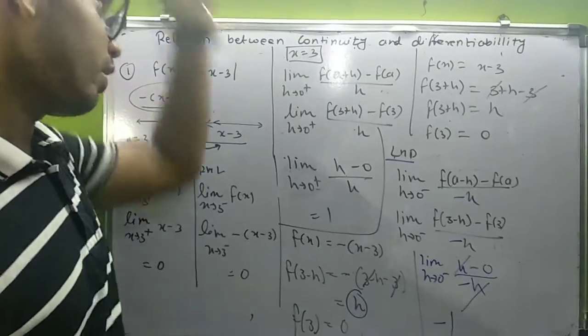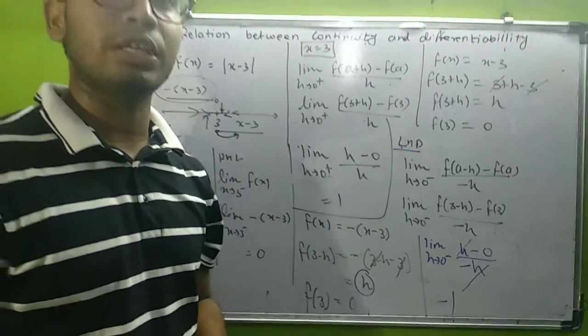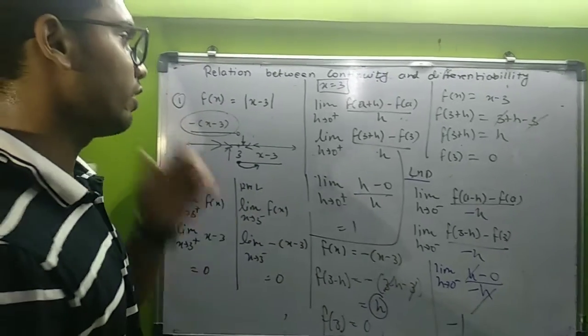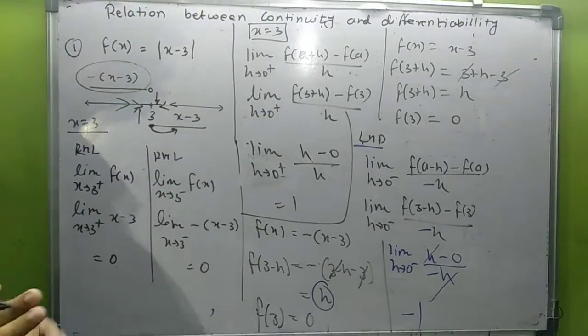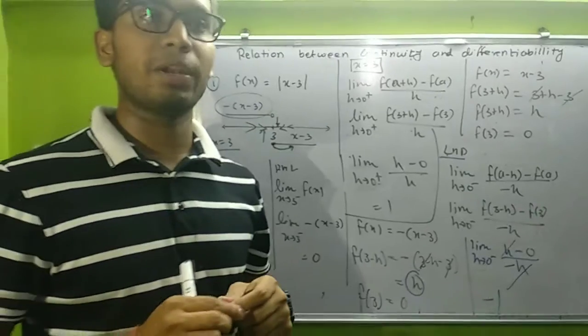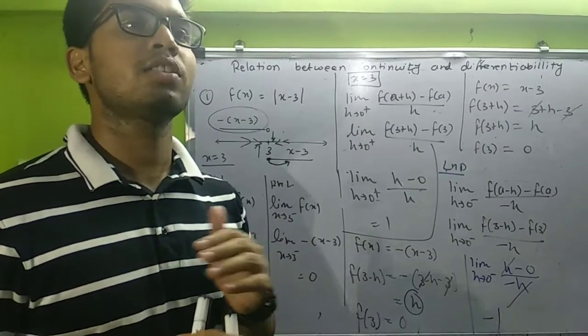Now we can say right hand derivative and left hand derivative, both the values are not equal to each other, hence the function is not differentiable. So again in this problem we have seen this function was continuous but this was not differentiable. So overall this is the concept of differentiability and this is how we check the differentiability. Okay, here the chapter gets over.